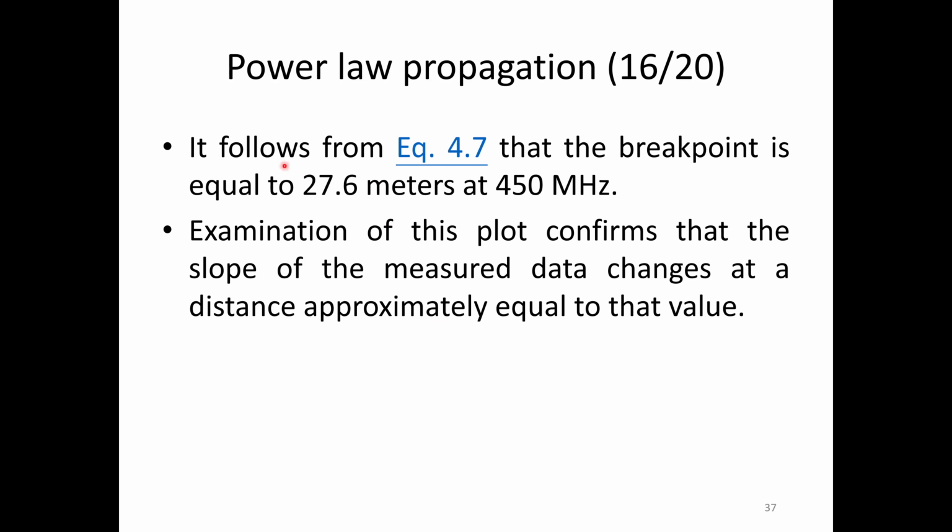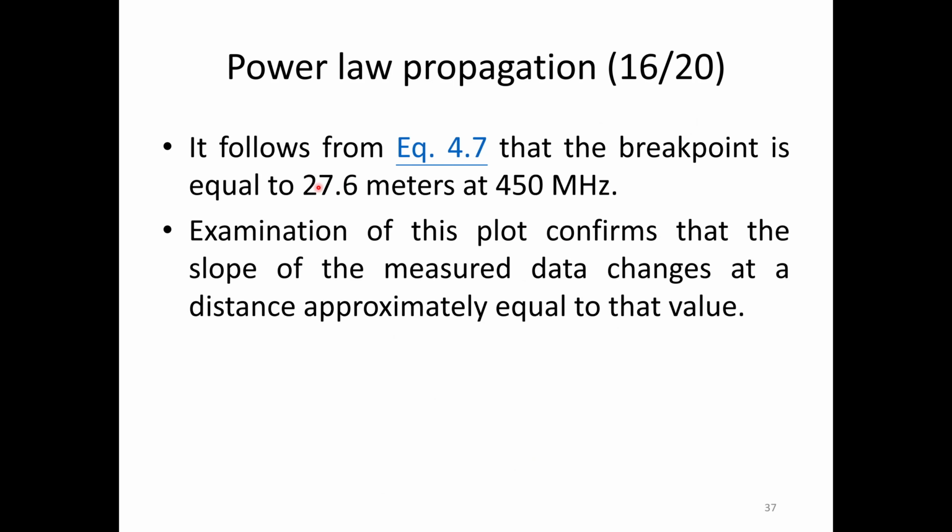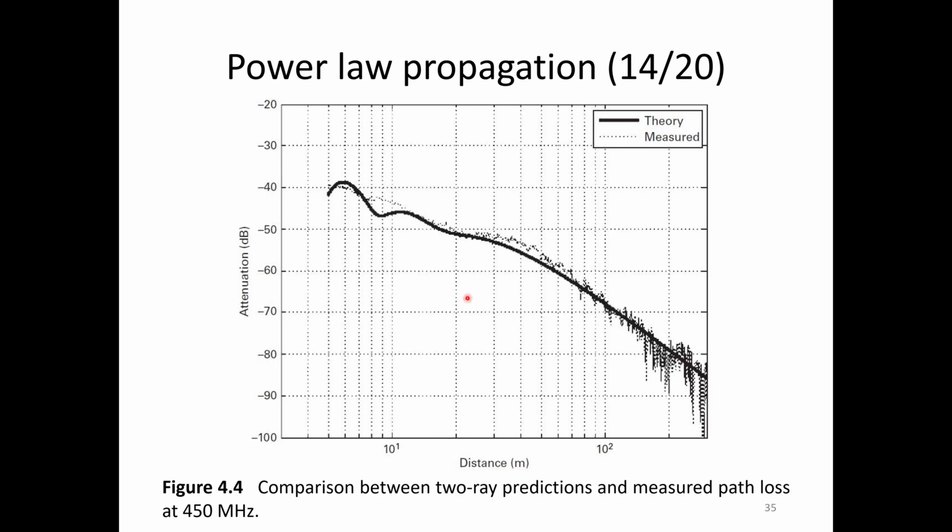So this value is correct. We have just checked it. Examination of this plot confirms that the slope of the measured data changes at a distance approximately equal to that value. Let us see, 27.6 meters. In figure 4.4, it is 10 meters, 20 meters and 30 meters. So 27.6 meters should be in this interval. It is approximately located here.